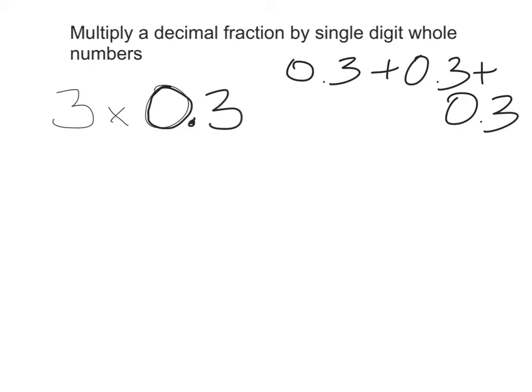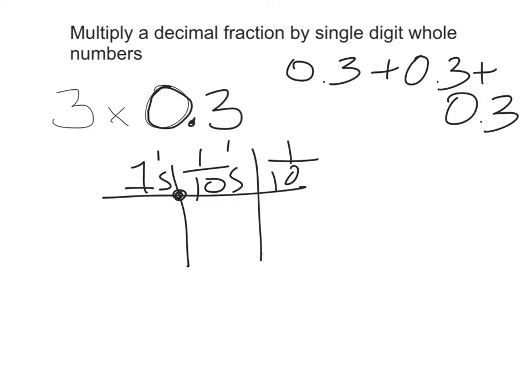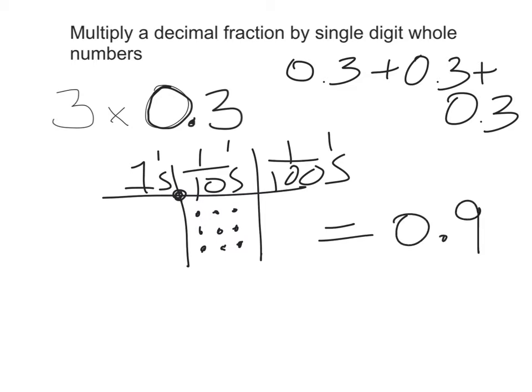Okay, we're going to look at this using the place value chart real quickly. So to create the place value chart, this is my ones, this is my tenths, hundredths. Okay, so if I have 3/10, 1, 2, 3, and I'm making 3 groups, I have 1 group here, 2 groups, 3 groups. So in total, I have 9/10.